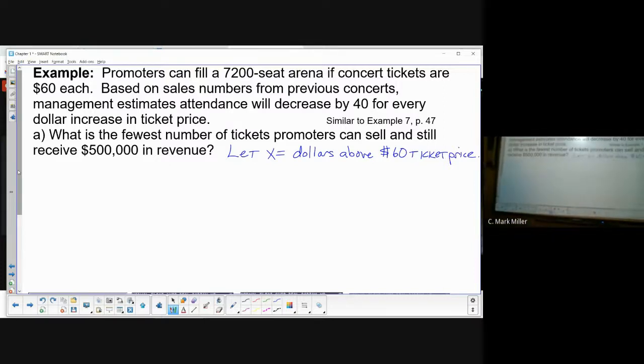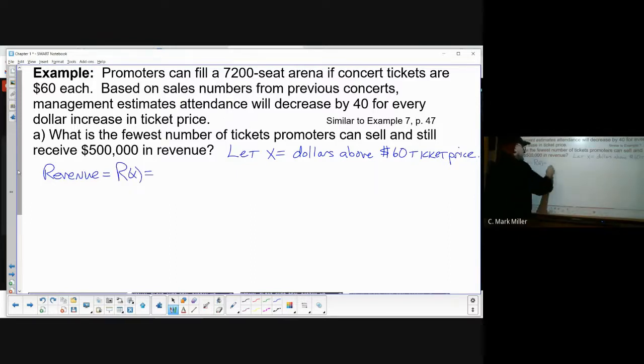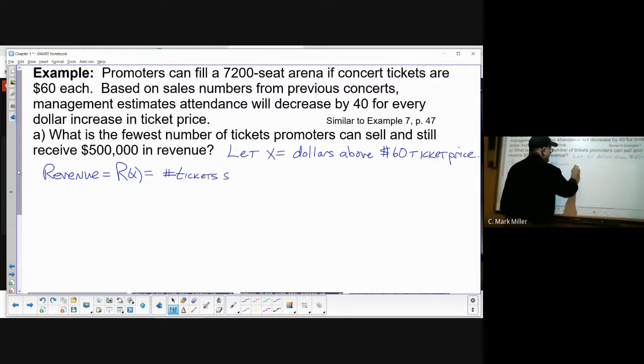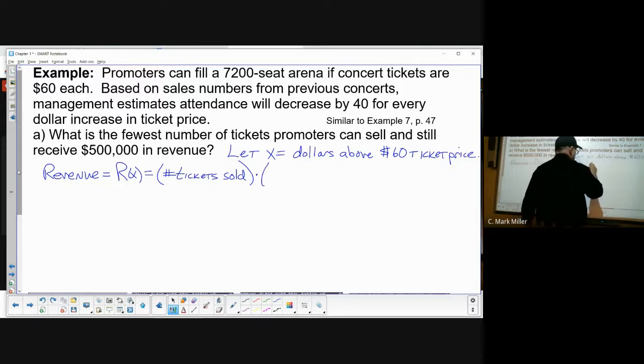And you want to set up a formula for what the question is asking for. The question is asking for revenue. What is revenue? I'm going to call it capital R of X equals what? Tickets sold, the number of tickets sold times price per ticket.